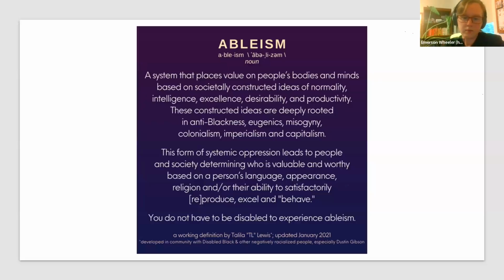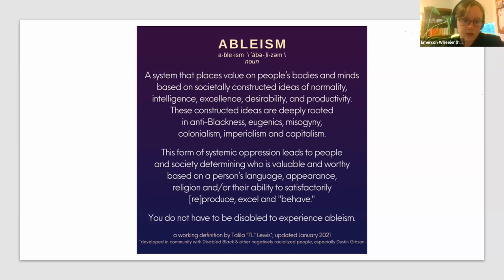And then we know about lots of different isms, just like racism or sexism. There's this thing called ableism, which has to do with discriminating against someone on the basis of a disability. And I'll just read this definition. It is by far my favorite definition of explaining how all of this ties in together and influences our health. But ableism is a system that places value on people's bodies and minds based on societally constructed ideas of normality, intelligence, excellence, desirability, and productivity.